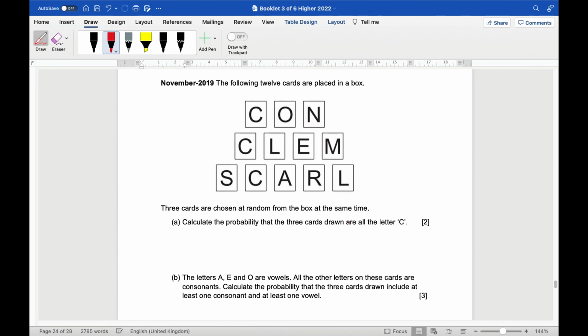Calculate that the 3 cards drawn are all C. So it's 3 cards, okay, and we'll do this one and I'm going to let you try the rest. But the 3 cards drawn are all the letter C, so a C followed by another C, and here because we're picking 3 times, followed by another C, right?